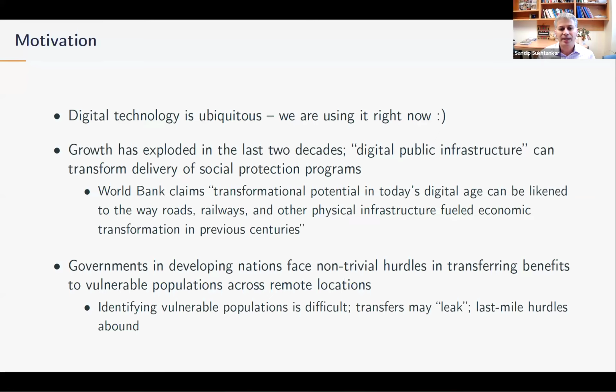Now, the reason that this type of infrastructure can really help is, as many of you will know, governments face really big challenges in delivering social protection programs. There are non-trivial hurdles in the developing world in doing something that seems really simple and straightforward. You have money, you want to give it to people. When you say it like this, it sounds almost ridiculous, but we all know that there are a lot of challenges. So who do you want to give it to?